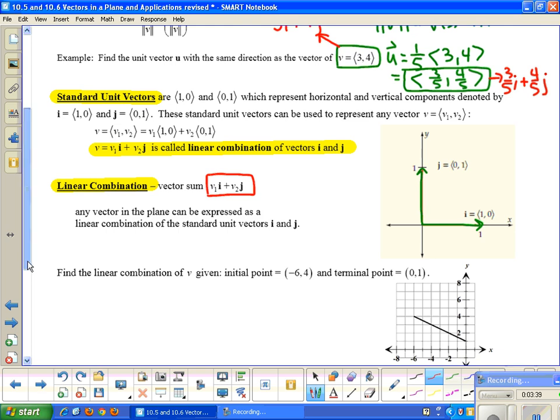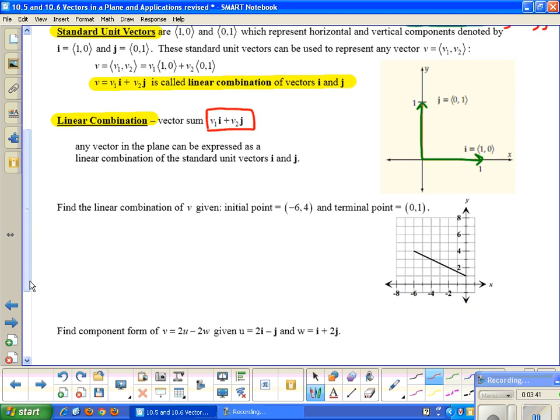Now if we want to find the linear combination of vector v, given the initial point is at (-6, 4) and the terminal point is at (0, 1). So (-6, 4) is the initial point. This is my terminal point, so that would be my line right there. If I want to find the linear combination, then I need to find my horizontal and vertical distance. I can actually just count on here. I know that this distance and this distance are the two distances that I'm looking for.